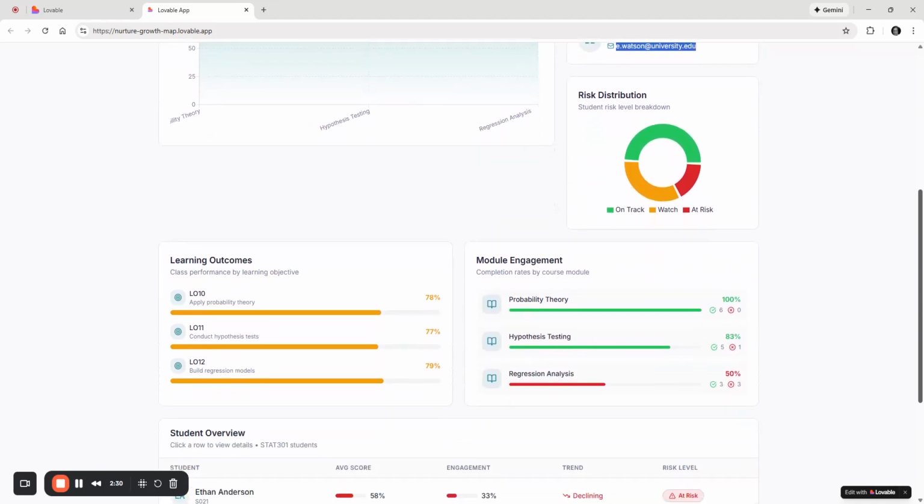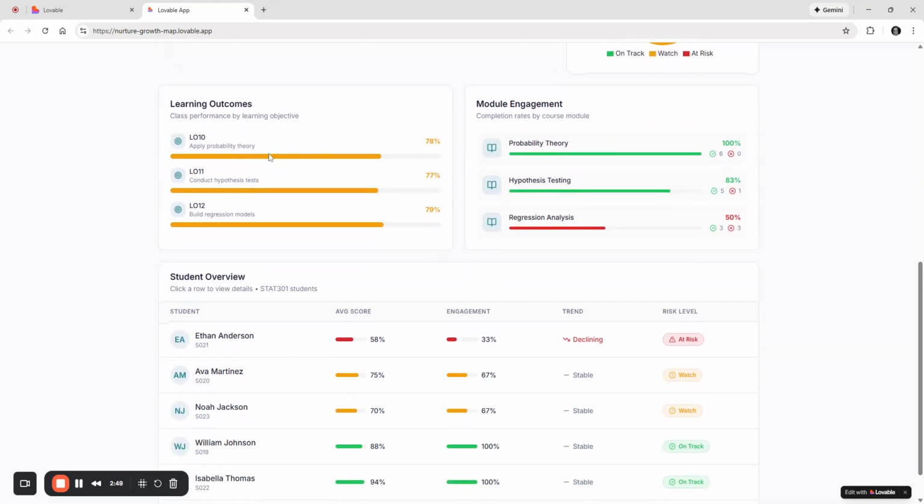It's all sample data. We have a risk distribution chart here, and it shows you have 3 students who are doing fairly well, 2 students who are on the watch list, and definitely one student who is at risk of failing this class. These are the learning outcomes here, which is very, very important. Each course has learning outcomes. And you can see here that we have 3 learning outcomes: to be able to apply probability theory, conduct hypothesis tests, and build regression models.